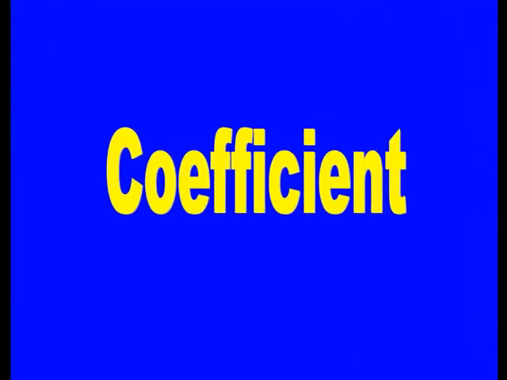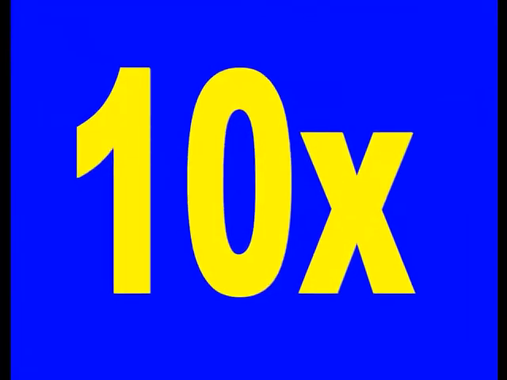Coefficient. A coefficient is a number or quantity multiplying another quantity. It is usually placed before a variable, usually a letter. For example, in the expression 10x, 10 is the coefficient and x is the variable.